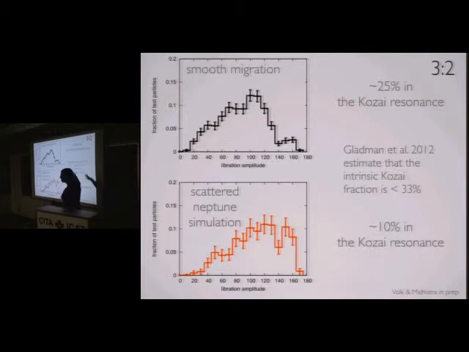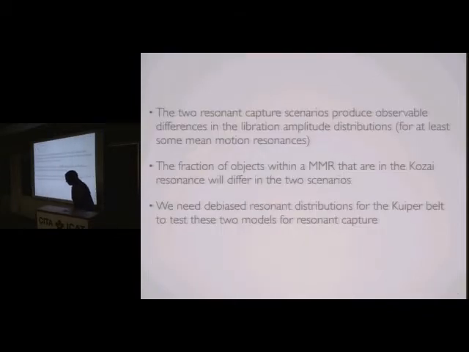And the fraction of objects in the secondary resonance will also differ between the two scenarios. It's in fact a slightly bigger difference than between the libration amplitude distributions. So 25% in this kind of smooth case, and that's a hard lower limit. It's more than that in a lot of cases, depending on your initial conditions. Something like 10% in a Nice model type scenario. Our best estimate right now is that it's less than 33%, which conveniently does not rule out either of these scenarios yet. But that's another thing we should be able to determine from OSSOS.